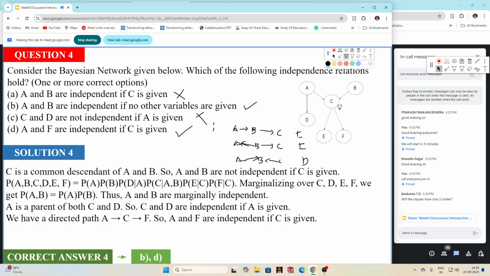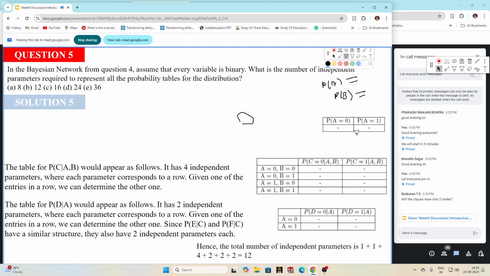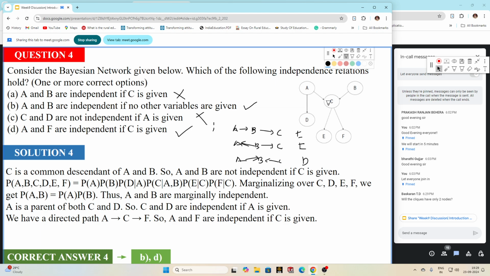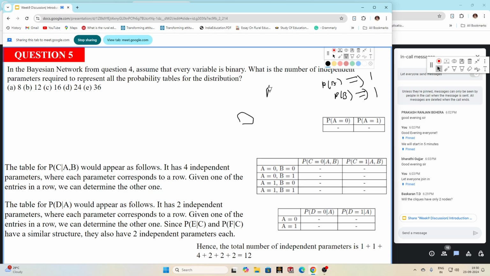Now for P(D given A), we will have two cases, that is P(D given A equals 0) and P(D given A equals 1). For E and F also we will have two cases, that is C given 0 and C given 1. So how many cases for P(A)? One case. For P(B) one case. For D given A, two cases.